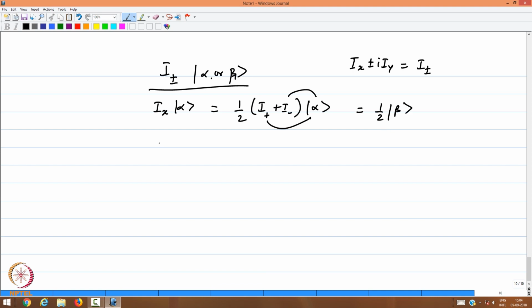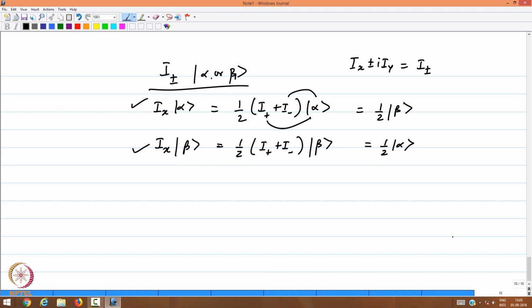Okay. And Ix in a similar way acting on beta gives you 1 by 2 I plus plus I minus on beta, and I minus on beta is 0, I plus on beta gives you alpha, therefore, it gives you 1 by 2 alpha. Okay. So, the action of Ix on both the states is known, therefore, the algebraic details are becoming more and more complete. The only other thing that we need to know is the action of Iy on alpha and beta. Okay. Iy on alpha and beta can also be obtained in a similar way, because you already know the action of I plus and minus on alpha.